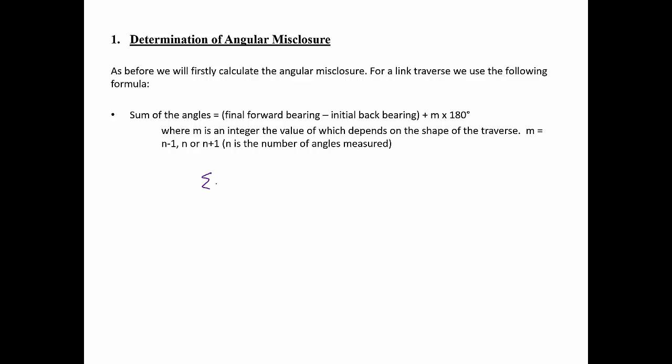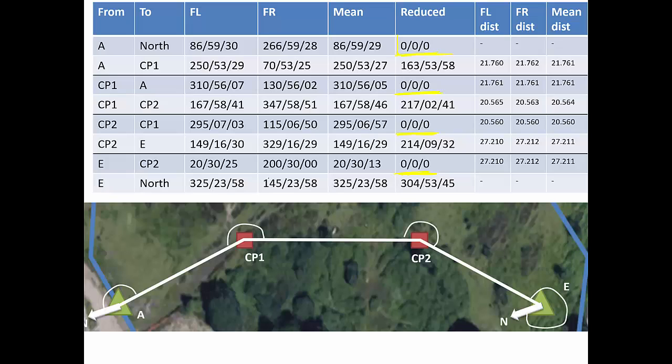So the sum of the angles is the sum of those angles that have been measured previously. So it would be this angle, plus this angle, plus this angle. Yep, and I can do a quick reality check. I can see that my angles at CP1 and CP2 should be about 210, 220 degrees. And my angle at E is very large, it's a reflex angle, almost 360 degrees. So I'm happy with those.